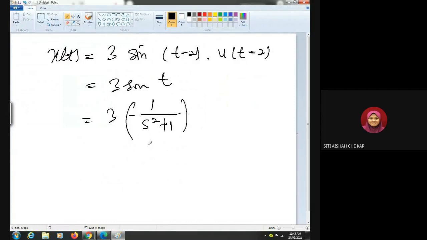Sin T kalau Laplace kan. Tapi sebab ada shifting, jawapan ni kena darab dengan eksponen negatif S. Boleh? Nampak senang kan? Tapi kenapa saya kata benda ni susah? Okay, the problem is when this happen.